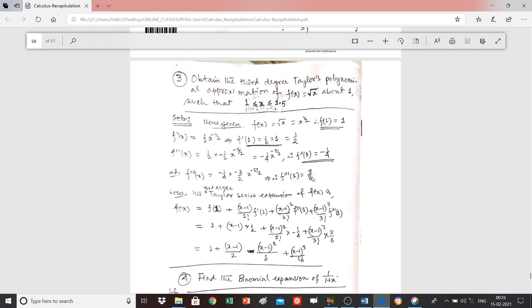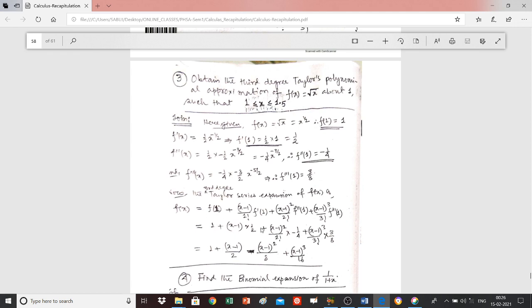Now the Taylor series expansion of the function f(x) about the point x equal to a can be written as f(x) is equal to f(1) plus (x minus 1) by 1 factorial f prime(1), then plus (x minus 1) square by 2 factorial into f double prime(1) plus (x minus 1) cube by 3 factorial into f triple prime(1). The condition was given that you have to approximate this polynomial using Taylor series up to third degree, so the rest of the terms are not taken here.